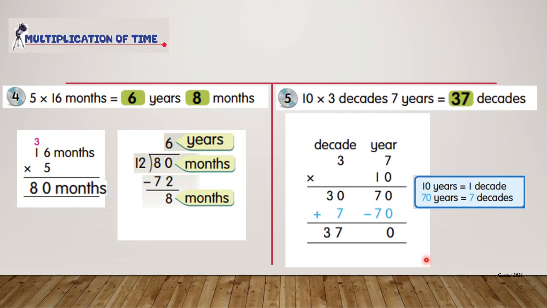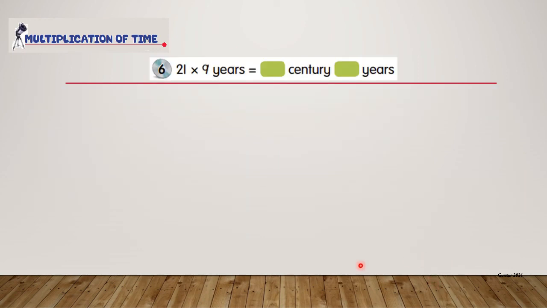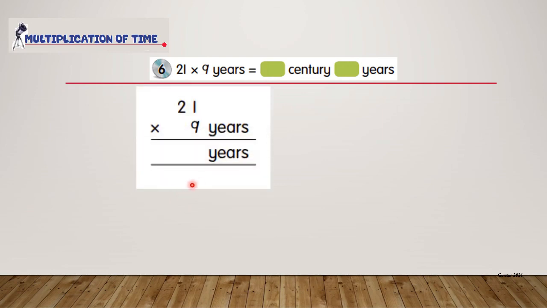Okay, we go to the next slide for the next example. Example number 6, 21 times with 9 years. The answer in century and years. Solve it by standard arithmetic. 21 times with 9. 1 times 9, 9. 2 times 9, 18. So the answer is 189 years. Okay, 189 years. We want to convert. We want to get the answer in century and years.